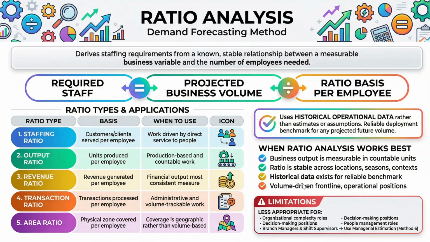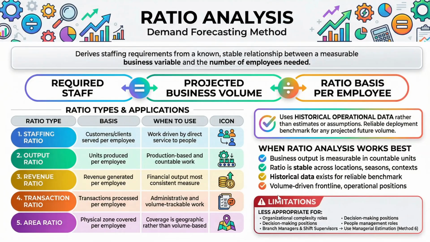Ibig sabihin, ito yung revenue generated per employee. When to use. Kapag meron tayong financial output, most consistent measure. Example, sa restaurant, generates 500,000 revenue per employee per month, mga ganun.